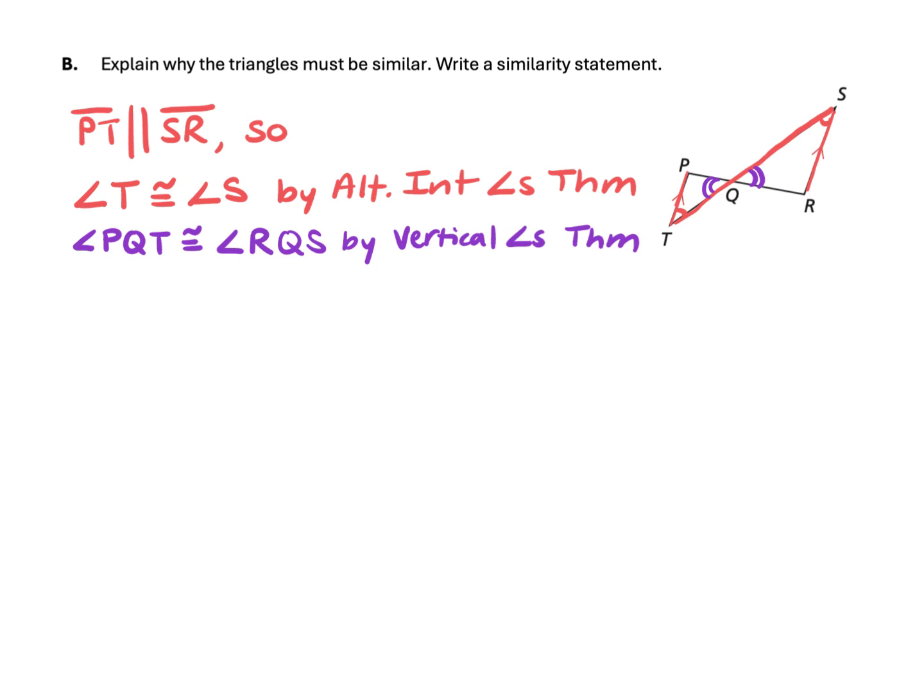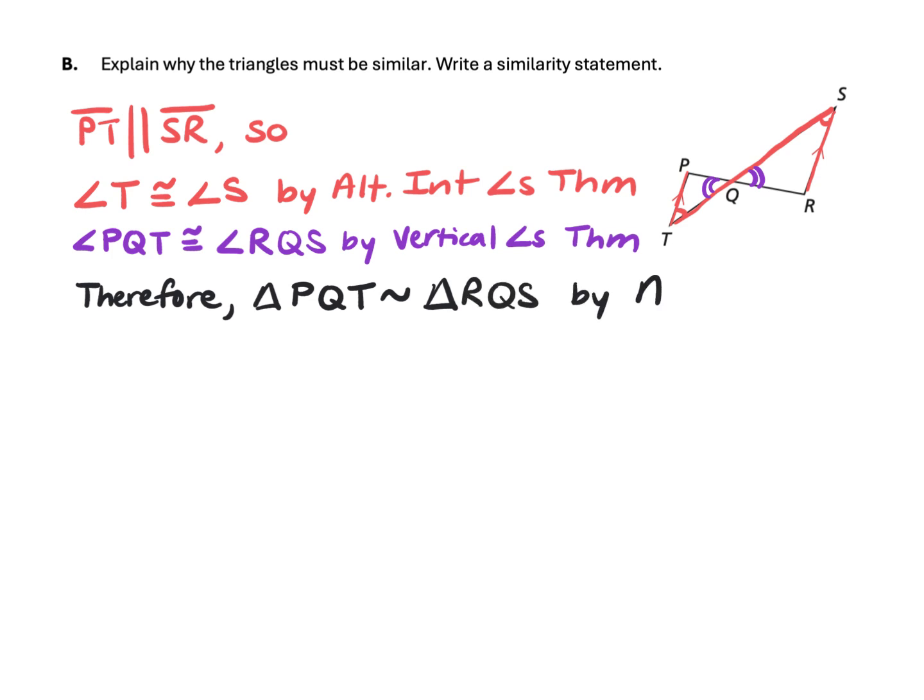So we can conclude our proof with therefore, and then for the similarity statement, remember that you can name the first triangle whatever you want. Sometimes on the CYU, I'll already name the first one for you. So I'm just going to name the first one PQT. And then if we name the first triangle PQT, we would want to name the second triangle RQS.